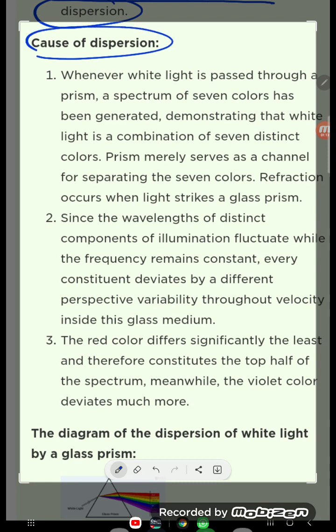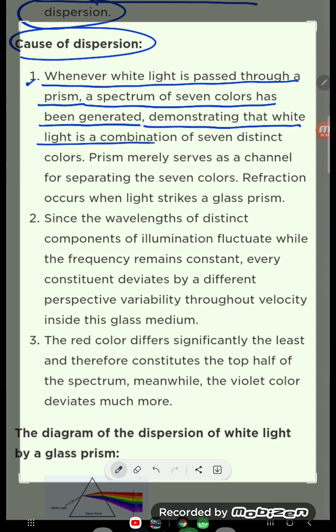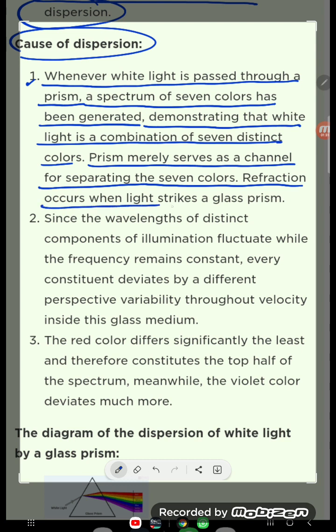Causes of dispersion, student, what can be the causes? The first cause, you see, whenever white light is passed through a prism, a spectrum of seven colors is generated, demonstrating that white light is a combination of seven distinct colors. Prism merely serves as the channel for separating the seven colors. Refraction occurs when light strikes a glass prism.